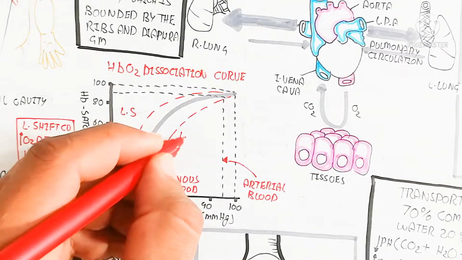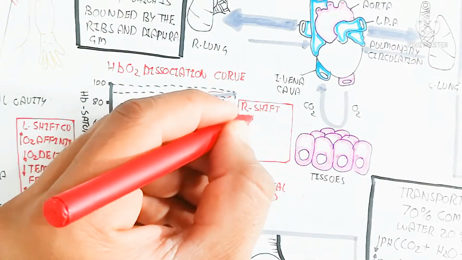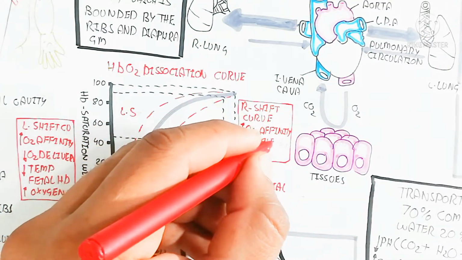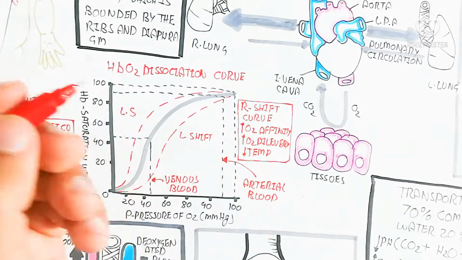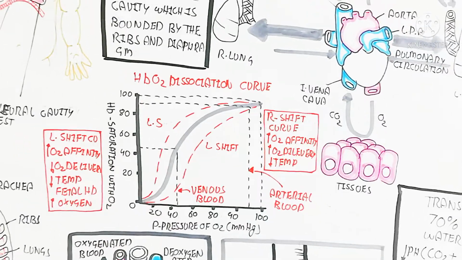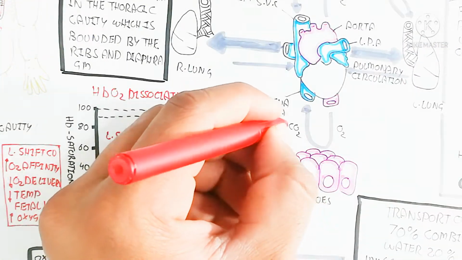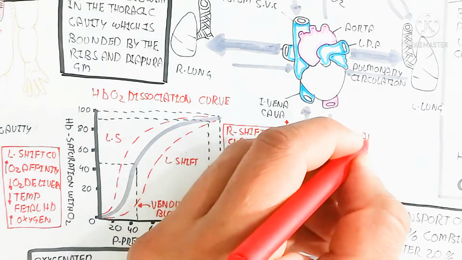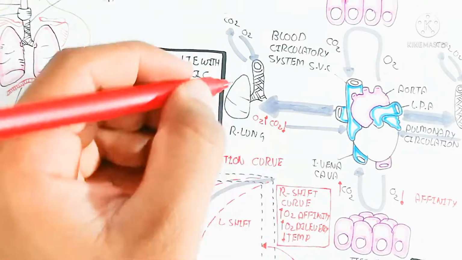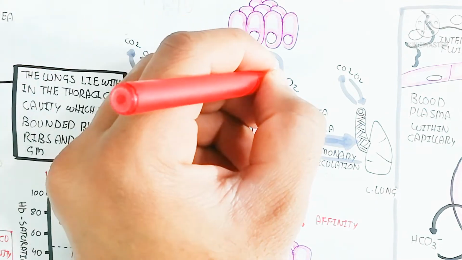The factors affecting the left shift curve are an increase of oxygen and a decrease of carbon dioxide and temperature, and in this way the saturation will be more, while the right shift curve shows the oxygen affinity will be decreased, the oxygen delivery will be increased and the temperature will be increased, which leads to the left shift curve. So the important thing you need to understand here is that where the tissues are present, the carbon dioxide affinity with hemoglobin will be increased while the oxygen will be decreased.